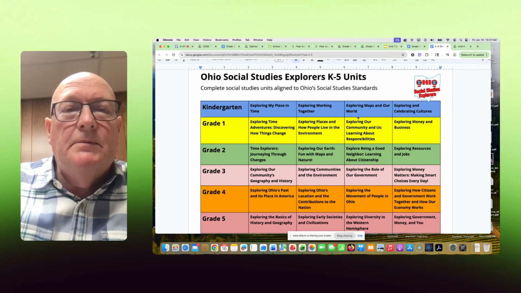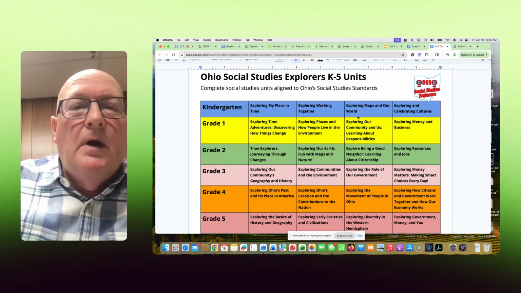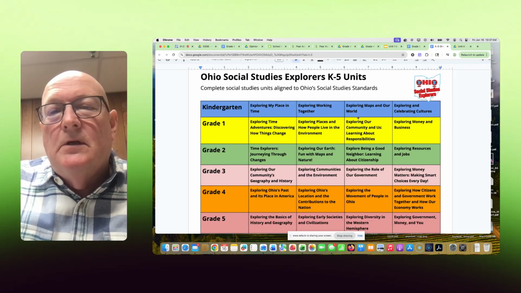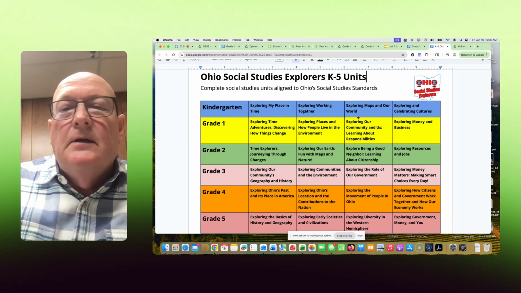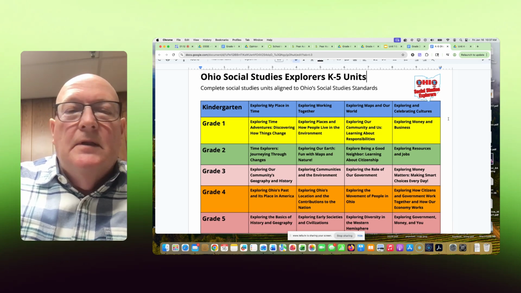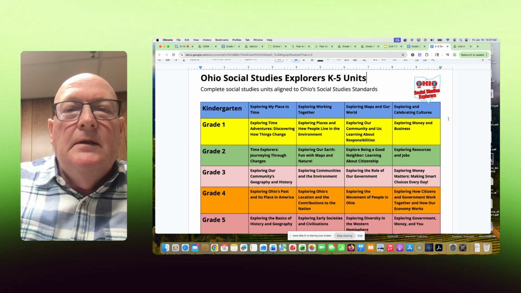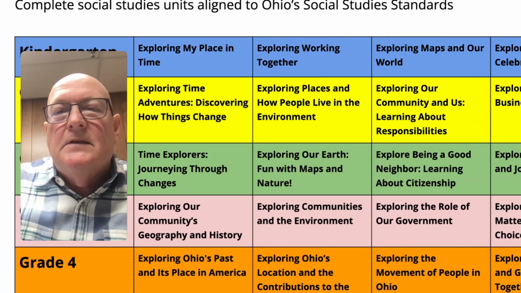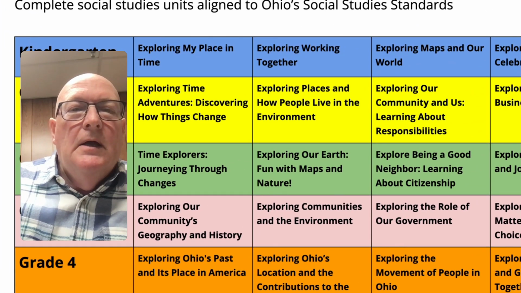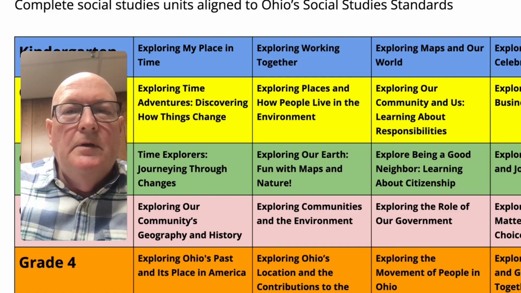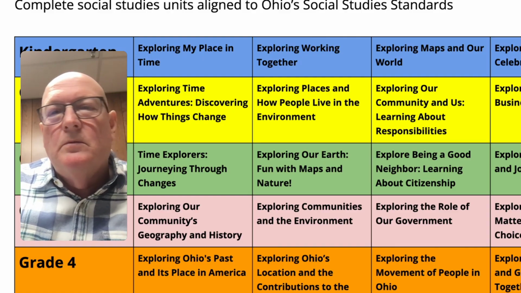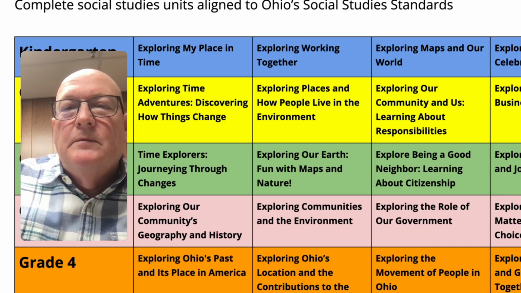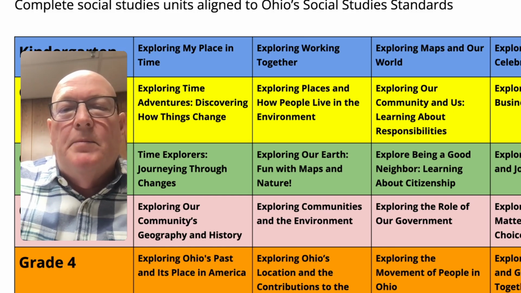So I'm going to take this time to walk you through the Ohio Social Studies Explorers and how it looks and what's included in it. You'll see here, these are the units that are in the K-5 curriculum. We will be developing a 6-8 curriculum as well, but right now we're trying to finish up the K-5 units. K-4 is finished. The grade 5 units will probably be available in the spring of '26.